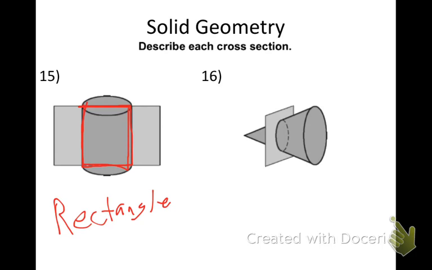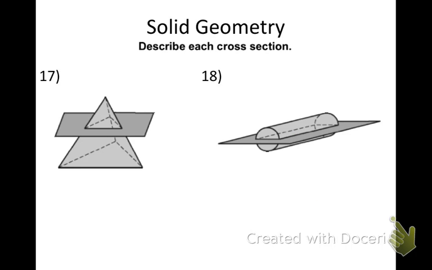So number 16, same idea here. If I take a piece of paper and I slice the cone up right there, and I look at this cross-section, what cross-section would my shape be, Ryan? That is a circle. Yeah, that right there would be a circle. So take a couple seconds, try number 17 and 18.